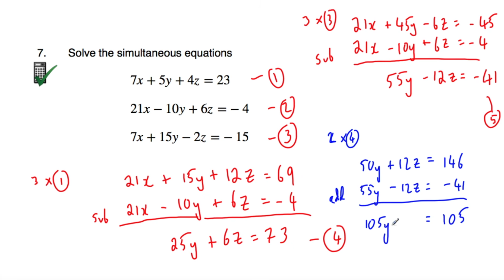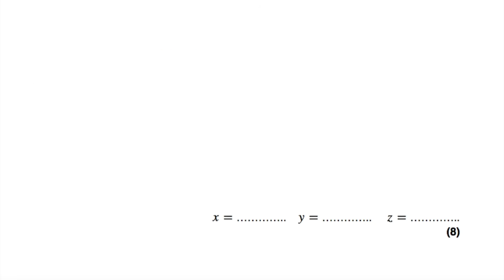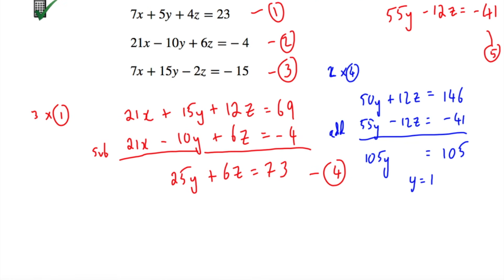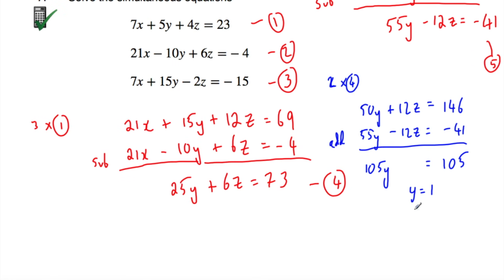So that's fantastic. That means that y would be equal to 1. So that means we've found that y is equal to 1. So now let's find our x and z. So let's substitute this y is equal to 1 into equation 4 here. So if we sub y equals 1 into equation 4.